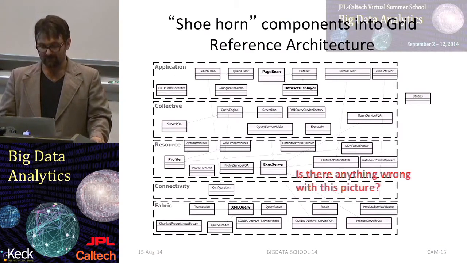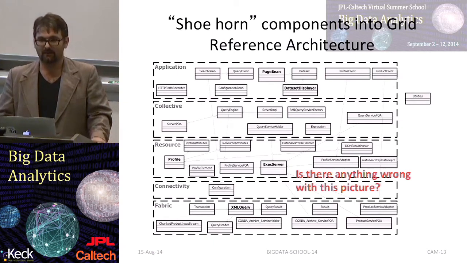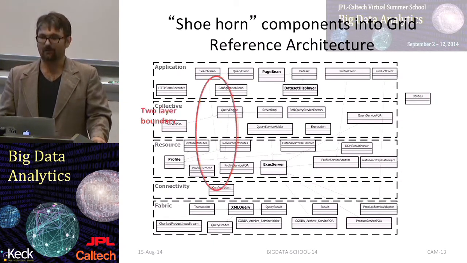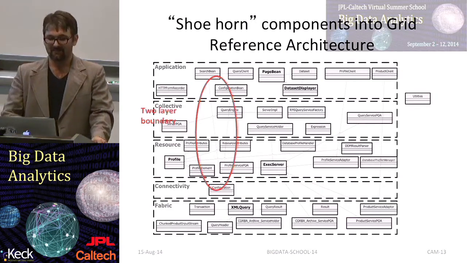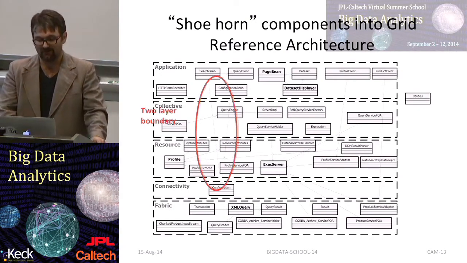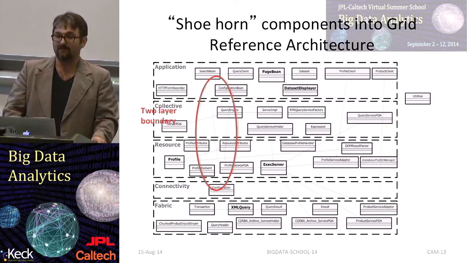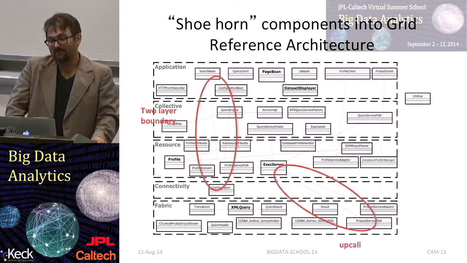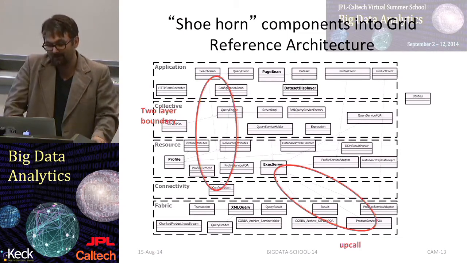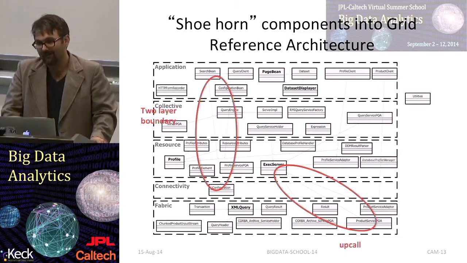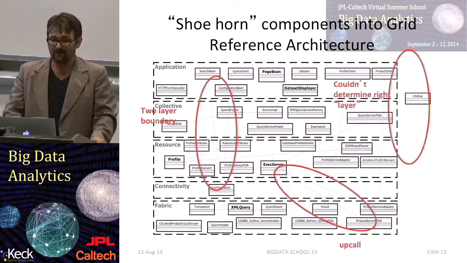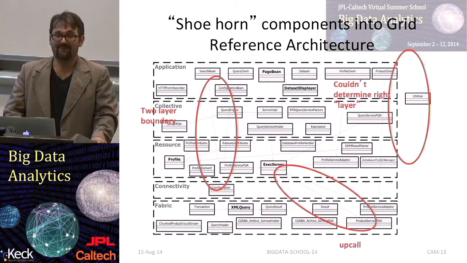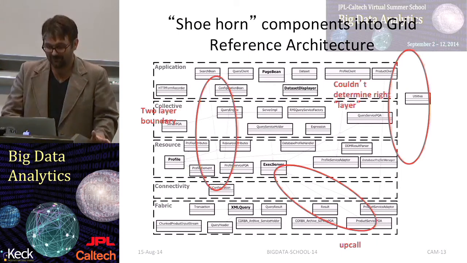Do you see anything wrong with this picture? It might be hard to see, so let me help you here. There are all sorts of violations. You see components here in the application layer crossing a 2-layer boundary to get down to the connectivity layer. You see upcalls. You see components in the actual fabric layer making an upcall to a component in the resource layer. You see components that we couldn't determine the right layer for. We just didn't have enough information, or we couldn't tell.